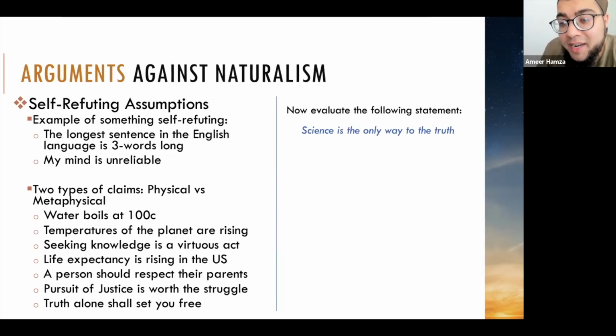So on your own standard, this statement cannot be accepted because you only accept physical claims. So if this statement is true, it's false. That's the irony of this statement. If this statement is taken to be true, that yes, physical verification, science, is the only way to the truth, then this very statement on that standard would have to be false.